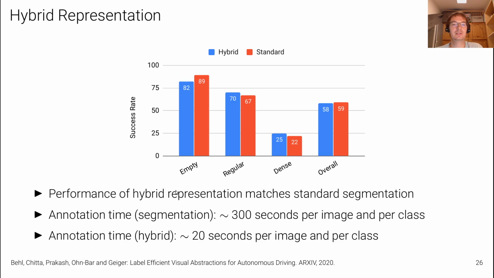We also analyzed the impact of our even cheaper hybrid representation. The performance of the hybrid representation roughly matches that of the standard semantic segmentation, as we can see in the overall performance plot here. However, the annotation time of the standard segmentation is roughly 300 seconds per image and per class, while in the hybrid case, because we just have these 2D bounding boxes, we require roughly only 20 seconds per image and class for annotating. So we have another tenfold increase in annotation speed using this hybrid representation, with very little degradation in terms of driving performance.